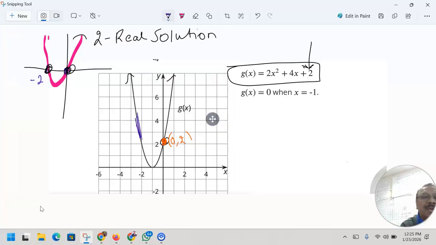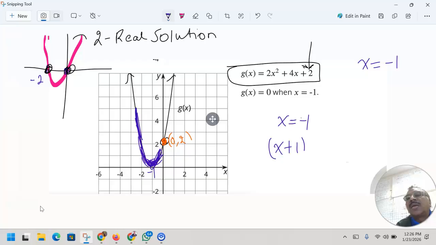This graph, see this blue graph, it takes a turn. It bounces at -1. And basically what this means is that bouncing means there are two factors. x plus 1 becomes a factor. So one of the x-intercepts, which is x equals -1. Let me write it nicely here. x equals -1 is the solution.